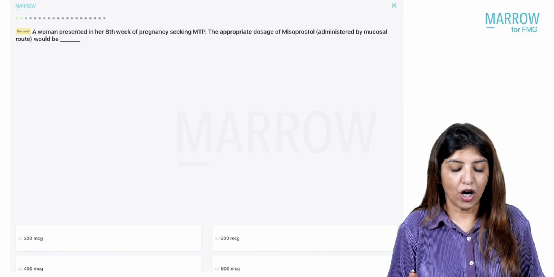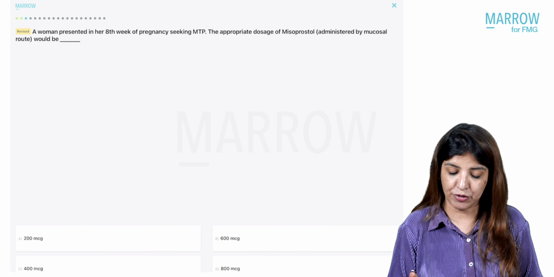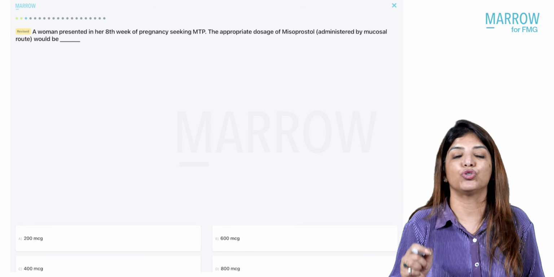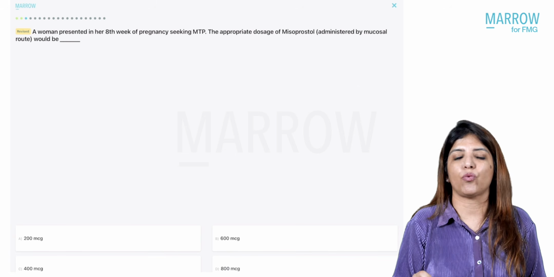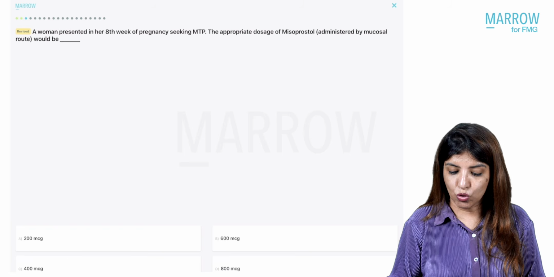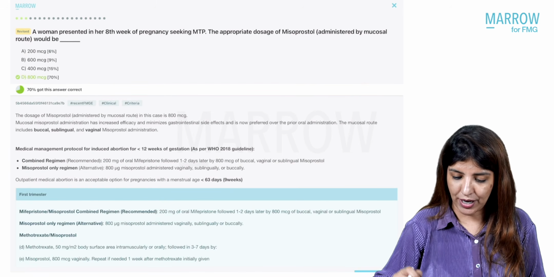Next question. A woman presented in her 8th week of pregnancy seeking MTP. The appropriate dosage of misoprostol administered by mucosal route would be. So this is a question on medical abortion. And at 8 weeks, the dose of misoprostol which you have to use is 800 micrograms.